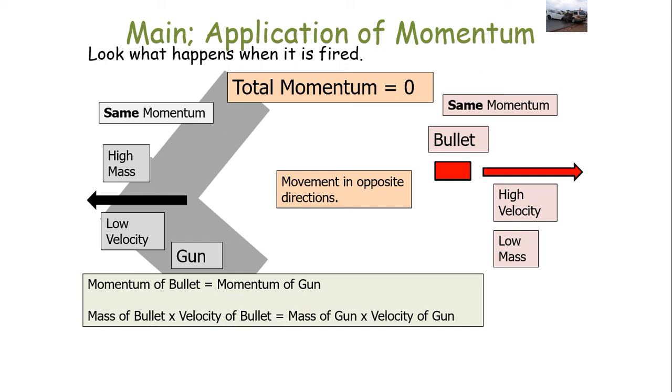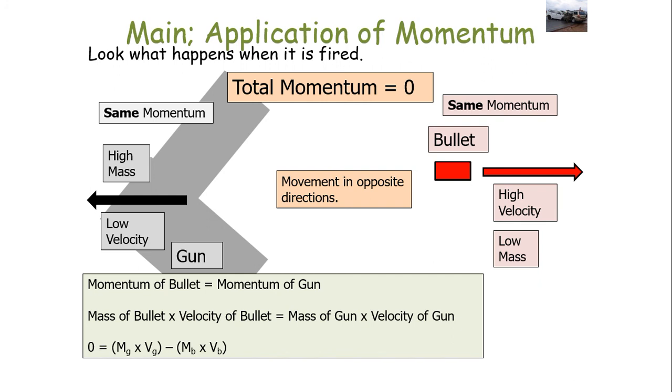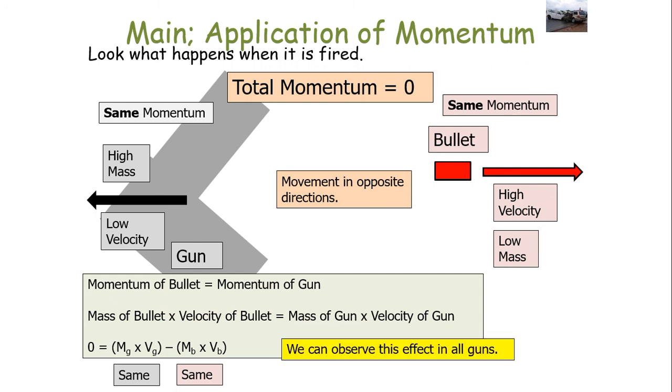So the mass of the bullet times the velocity of the bullet equals the mass of the gun times the velocity of the gun, which we can then rearrange to say 0 equals the momentum of the gun minus the momentum of the bullet, or mg times vg minus mb times vb. And remember, both of these values have to be the same because it has to equal out to 0. So you could be given 3 of those terms and asked to work out the 4th in an examination style question. One is a plus and one is a minus as they move in different directions. And in a collision or explosion, you tend to find the larger the mass of the object, the lower the velocity to conserve the momentum. We actually observe this effect in all guns.